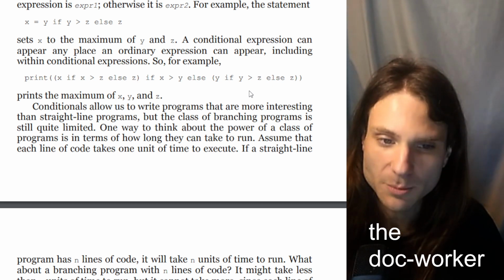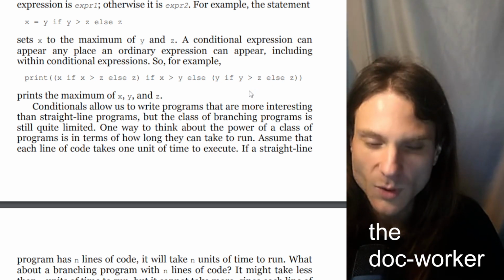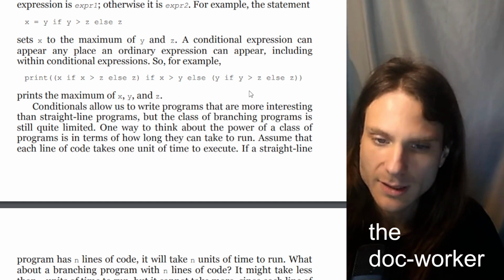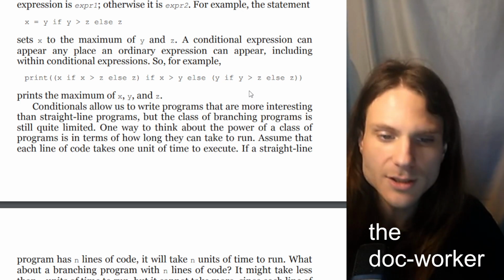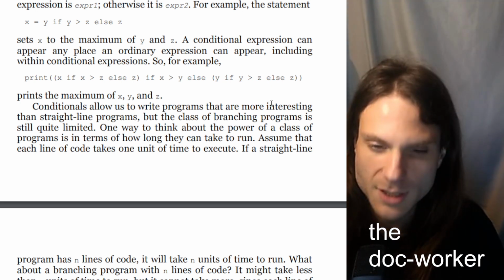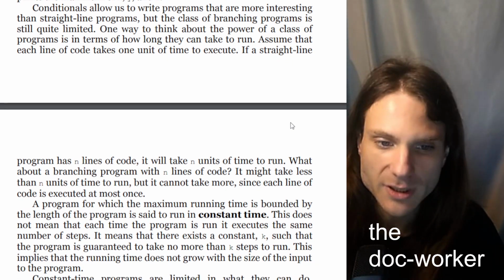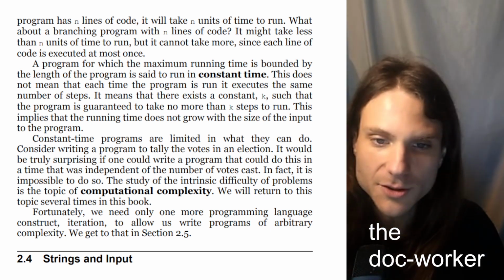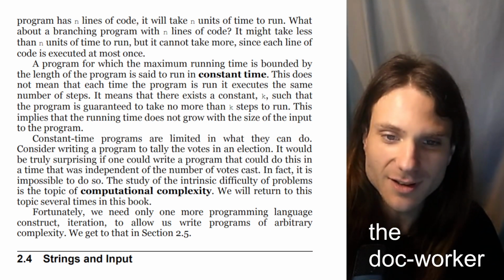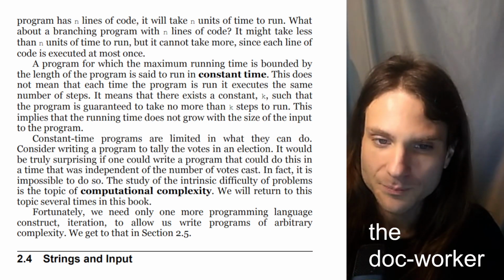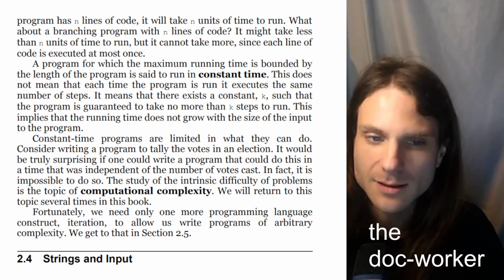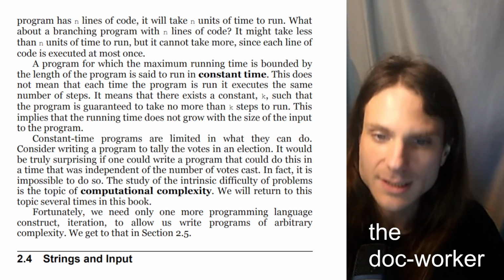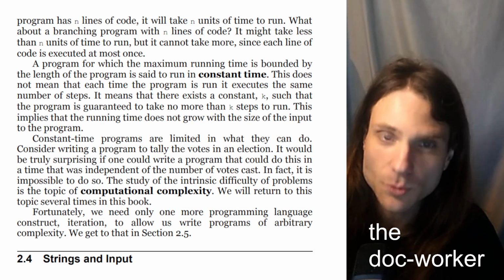But the class of branching programs is still quite limited. One way to think about the power of a class of programs is in terms of how long they can take to run. Assume that each line of code takes 1 unit of time to execute. If a straight line program has n lines of code, it will take n units of time to run. What about a branching program with n lines of code? It might take less than n units of time to run, but it cannot take more, since each line of code is executed at most once.